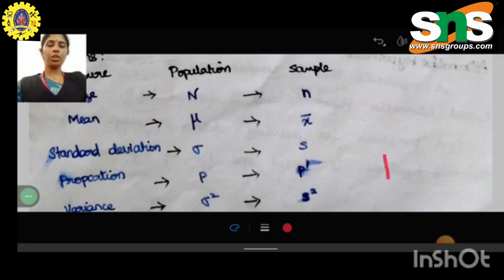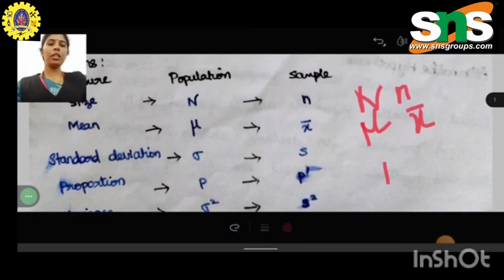Here there are few notations which you have to use to differentiate between the population and sample. To denote the size of the population, we use capital N, and to denote the size of the sample, we use small n. For mean, we use mu, and for a sample we use x bar. For standard deviation we use sigma, and we use s for sample. For proportion we use capital P, and we use p dash to denote the sample proportion. For variance we use sigma square for population, and for sample we use s square.